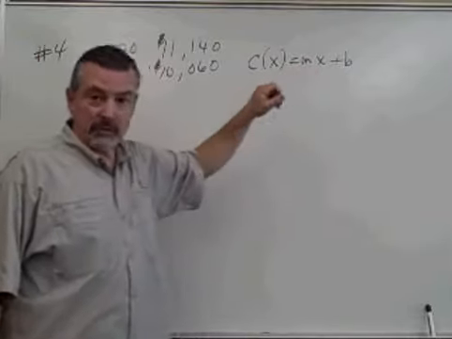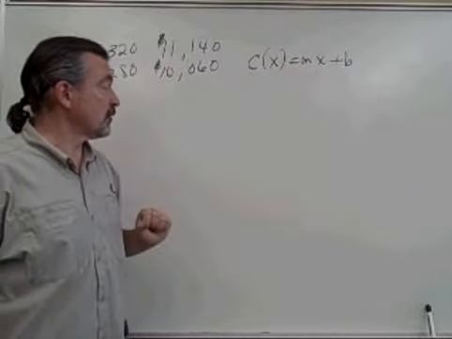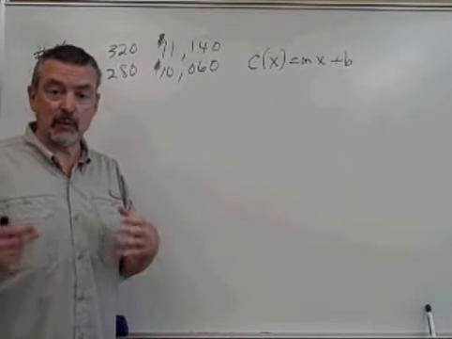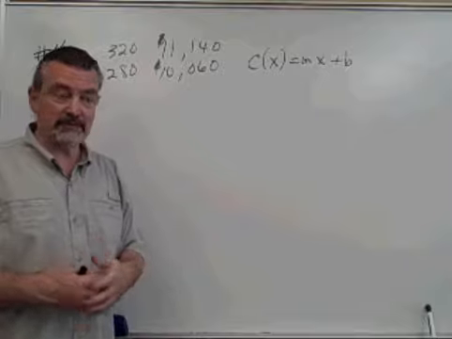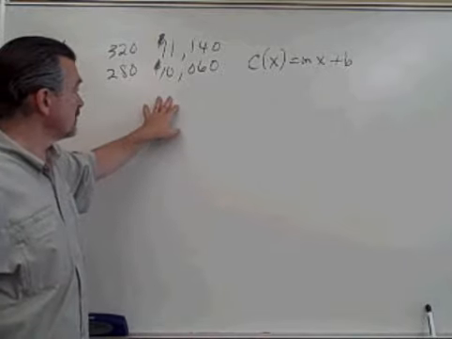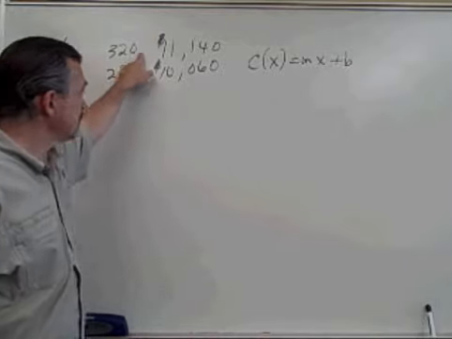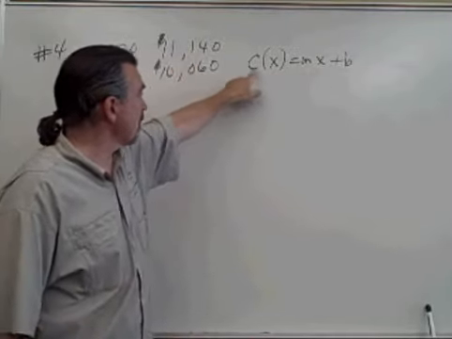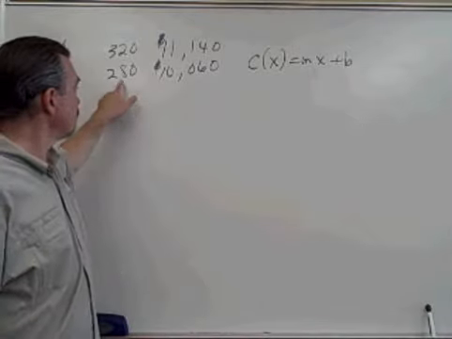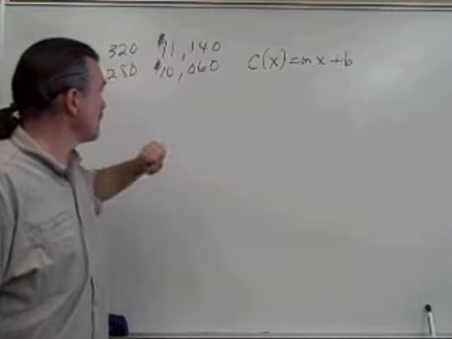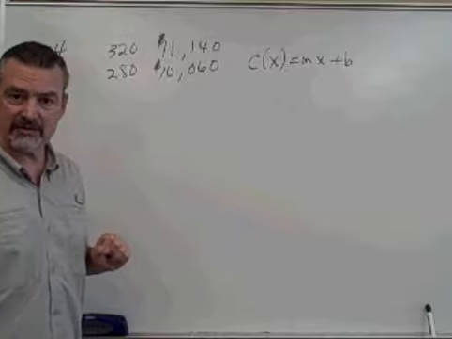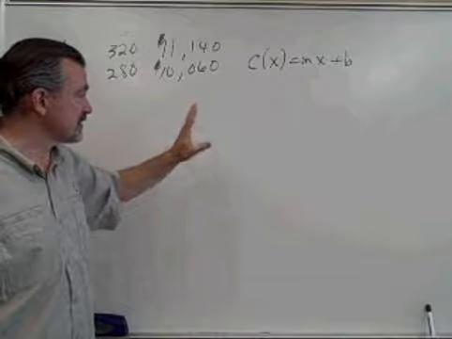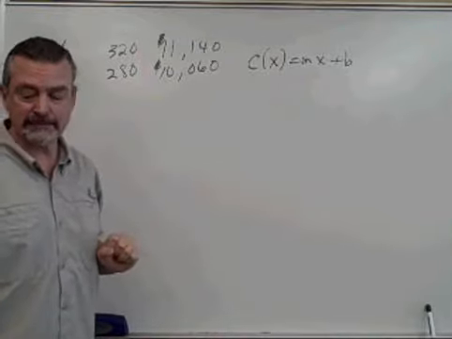Well, when we've created equations like this in the past, we want to try to find the slope first if we can. And one way to find slope is with 2 points. And these would be our points, because this is an X value. 320 binoculars was a production cost of $11,140. 280 binoculars, that's X, was a production cost of $10,060. So these are points, and I can use those points to find the slope.